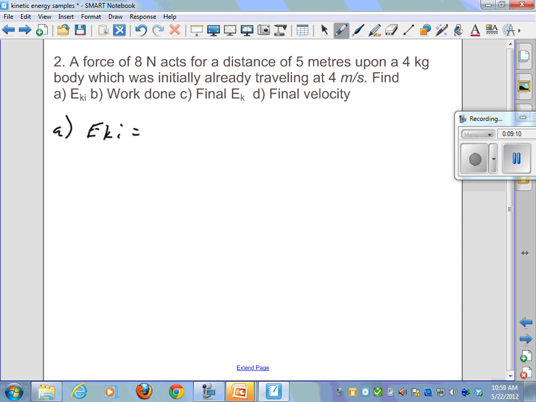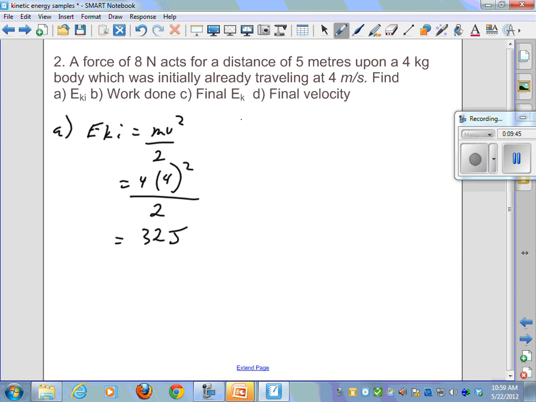EKI is going to be mv squared over 2. The mass is 4. It was already moving at 4 meters per second. Square that, divide by 2. 4 squared is 16, times 4 is 64, divided by 2 is 32. 32 joules of kinetic energy.